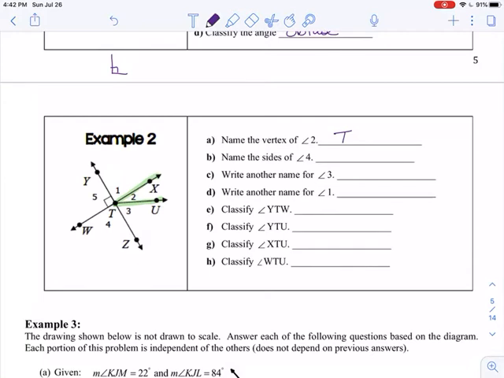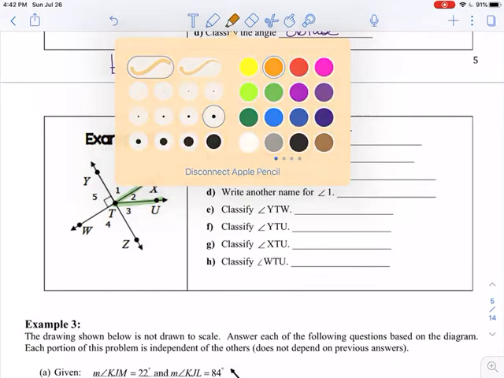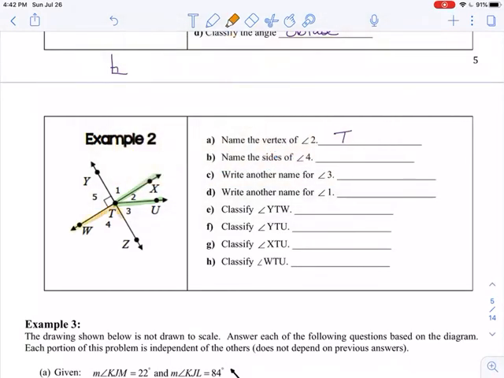The sides of angle 4. Let me grab another color. Angle 4 is right here. The sides of angle 4 would be TW. Remember, the sides are made up of rays. I'm always going to name the endpoint first, and then the direction of the W it goes forever and ever, and then TZ.